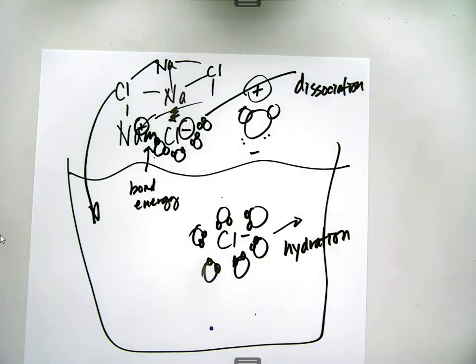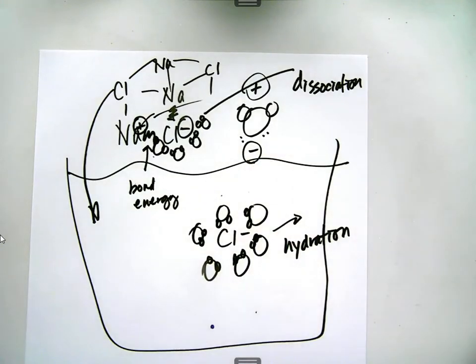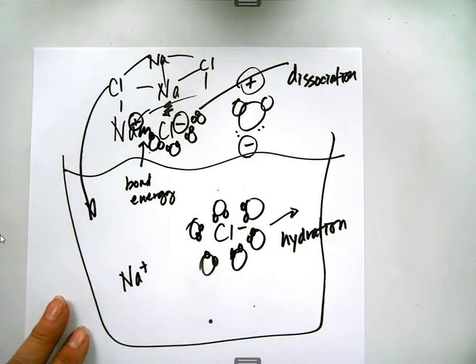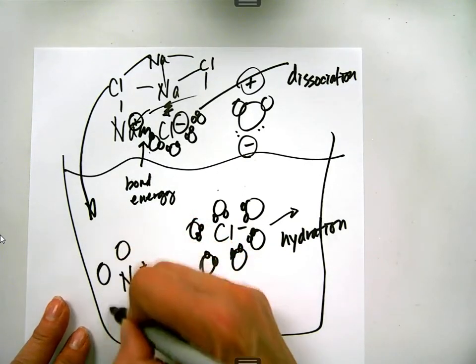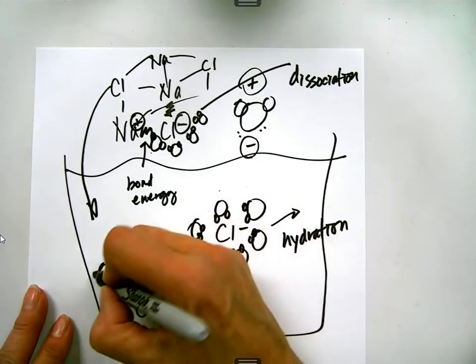Well, the same happens with the sodium, except the opposite is true. The negative side of the water molecule will orient itself towards the sodium. They all gang up on a sodium ion on the outside, and they pull it off of the crystal. And the sodium ion now is by itself with a little plus charge, and it is also hydrated. So the first process is called dissociation, the second is hydration.